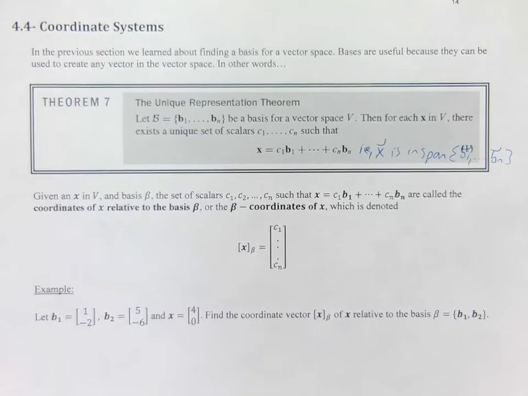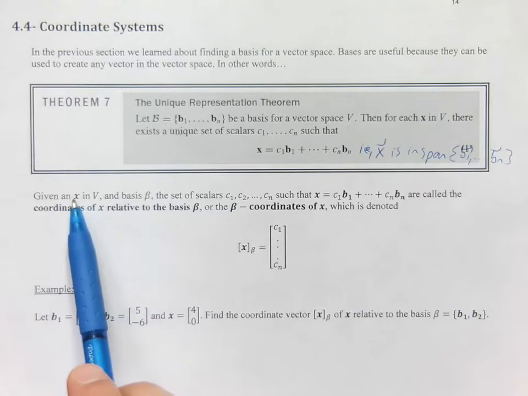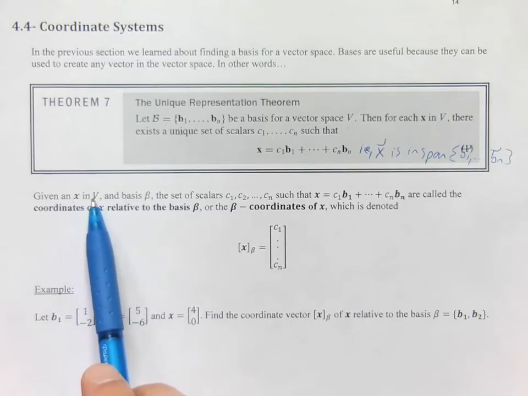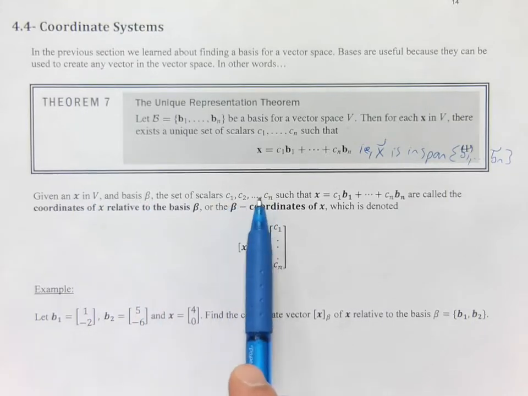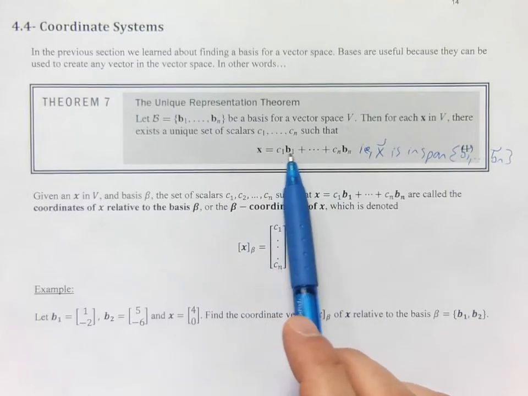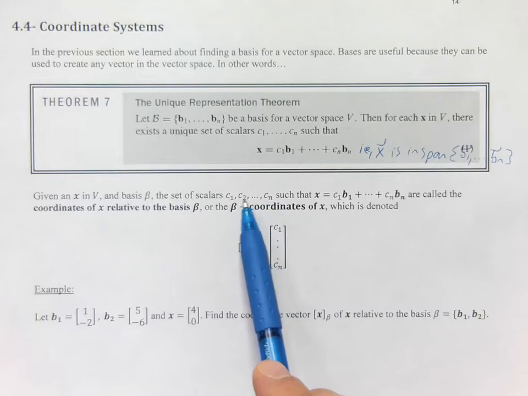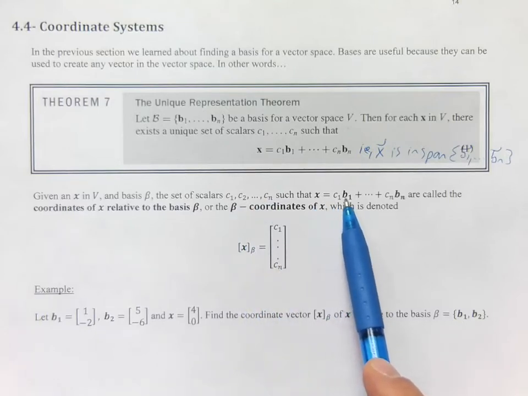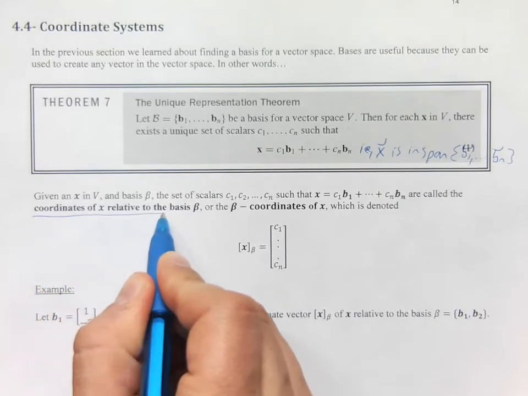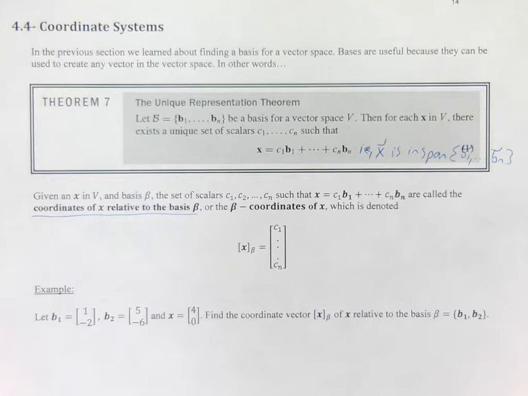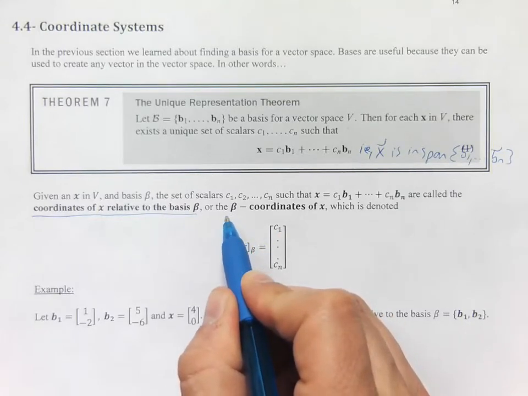Now this section focuses on what we call the coordinates of x, or the beta coordinates. That's what it says in this next definition. Given some vector x in the vector space V, and some basis beta, we call this set of scalars c1 through cn, the same c's as here, the ones that allow you to rebuild that vector using the basis elements, the coordinates of x relative to the basis beta, or a shorter way to say that is just the beta coordinates of x.